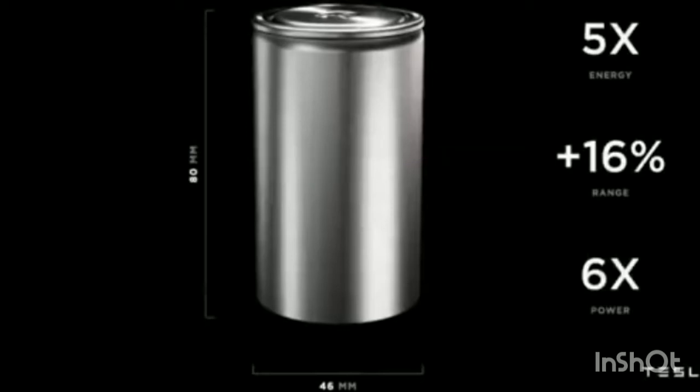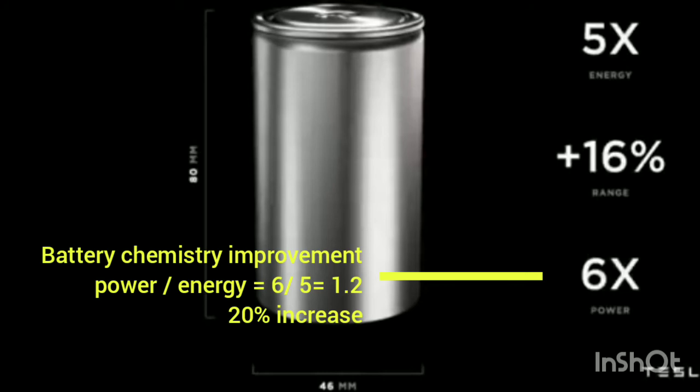In addition, the power increase of 6 times explains the battery chemistry. Dividing power by energy gives the battery chemistry improvement factor 1.2.